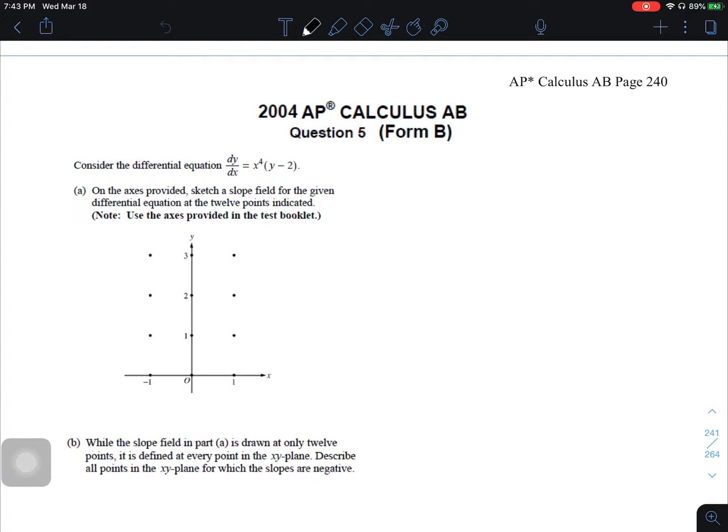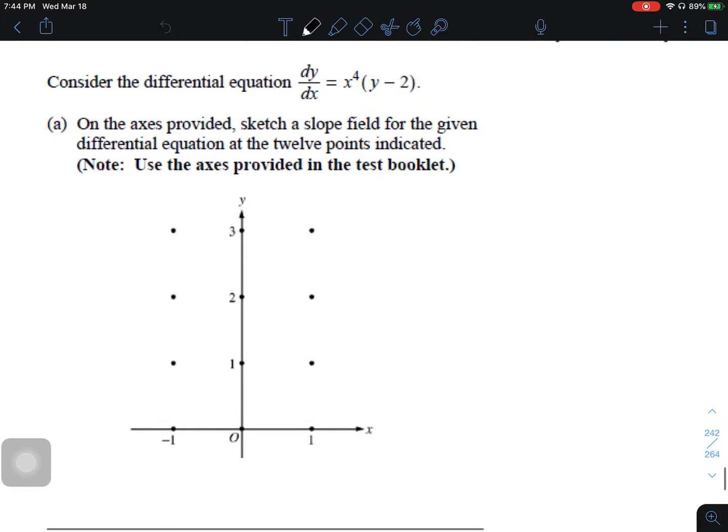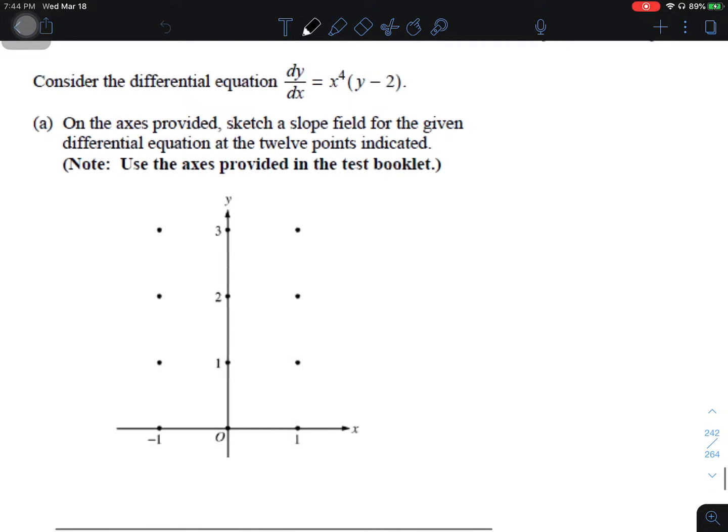This is AP Calculus AB. We're looking at the released free response question from 2004, question 5 from Form B. Consider the differential equation dy/dx equals x squared times the difference of y and 2. On the axes provided, sketch a slope field for the given differential equation at the 12 points indicated. Use the axes provided in the test booklet.